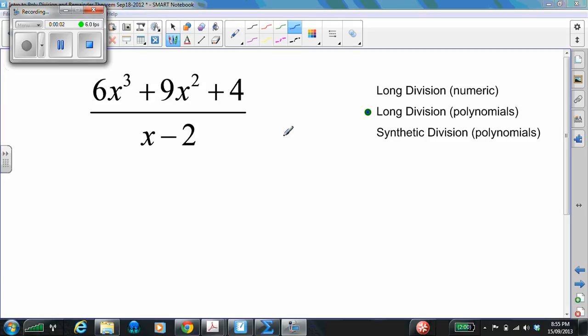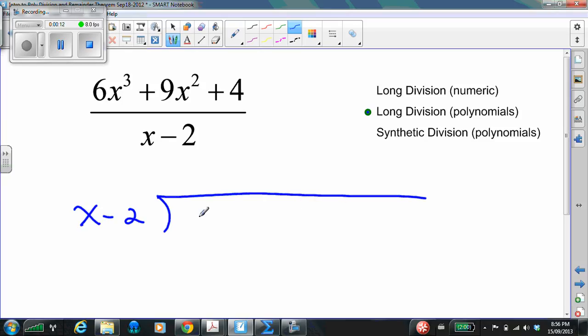Now let's try long division, but with polynomials. Again, we have a divisor, x minus 2 in this case, and we have a dividend, 6x cubed plus 9x squared. Now the first somewhat tricky part: you've got to remember, we must account for all possible degrees of x. And so it appears I'm missing the x term.